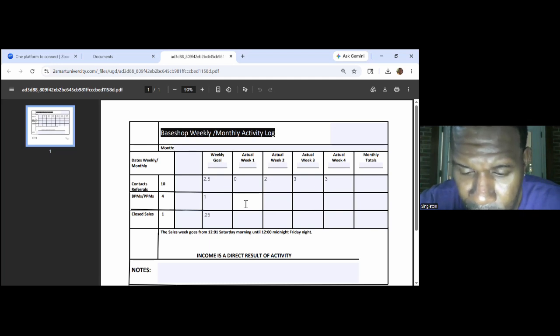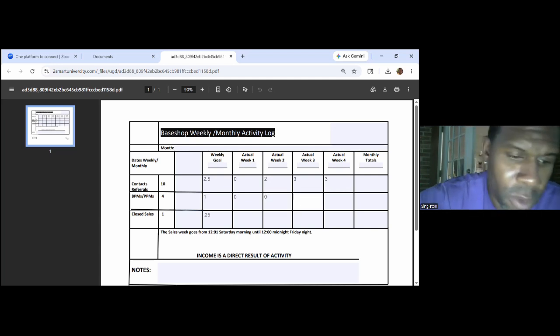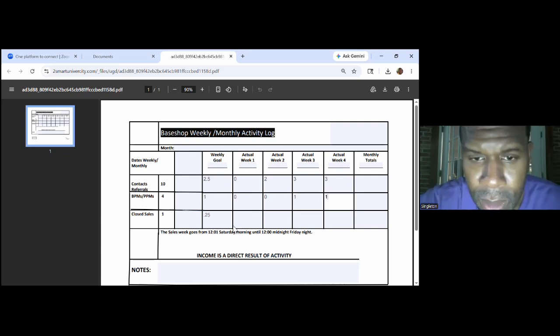Then let's go to BPMs. Week 1, 0 BPMs. Week 2, 0, and say weeks 3 and 4, we got 1 each. Then going down to sales, week 1 we didn't close anything, week 2 nothing, week 3 nothing, and week 4 we didn't get anything either.